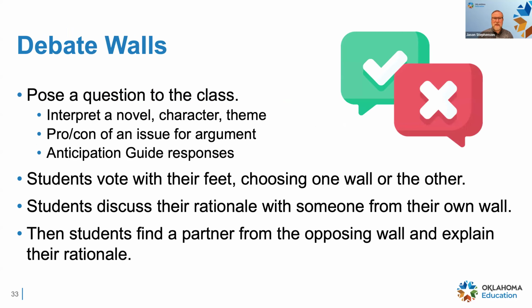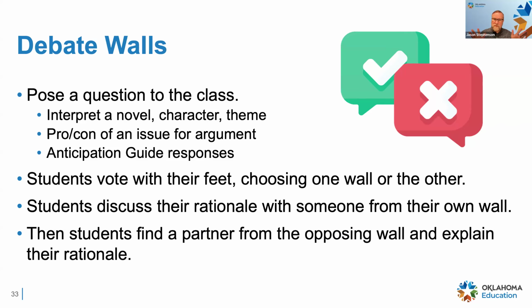Maybe it's about interpreting a character, a theme, maybe just a novel in general. It could be the pro or con of an issue in an argument unit. Maybe it's an anticipation guide response. Those anticipation guides, I would sometimes use those at the onset of a literature unit that had those big questions framed around various themes and big ideas, and students had to rate things on a scale or agree or disagree with different statements. But you could do this with movement. So students would vote with their feet, choosing one wall or the other. Really, instead of 4 corners, this one is 2 walls.